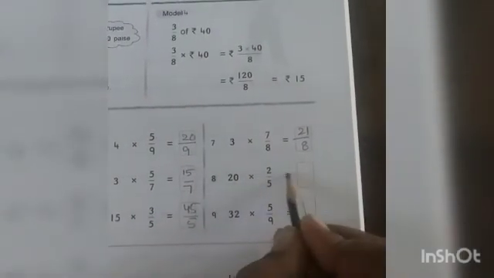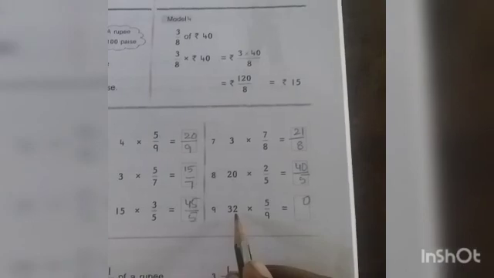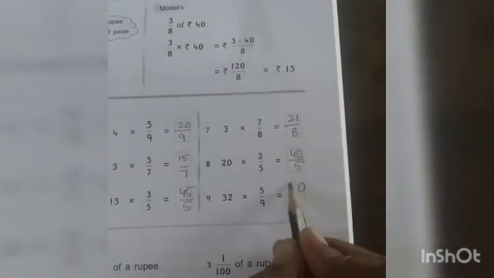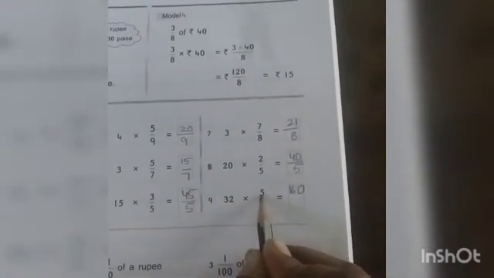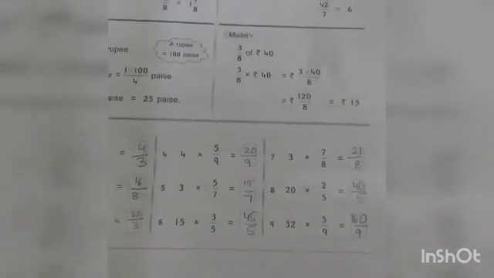2 20s are 40. 40 by 5. 5 2s are 10. 5 3s are 15. 15 plus 1, 16. 32 5s are 160 by 9. This way we have to multiply given fractions with a whole number. Okay. Like this I will give some problems. Write them in your homework book. Everyone must and should write all this in your textbook.